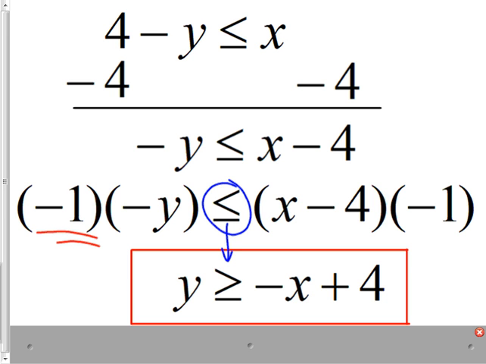Notice it's not about, is there a negative in the problem? That's a common mistake. Some people think, oh, I see a negative, I have to switch the sign. No, it's if you actually did multiply by or divide by a negative. Like here, it was multiplied by negative 1 on both sides. That made us switch the sign.